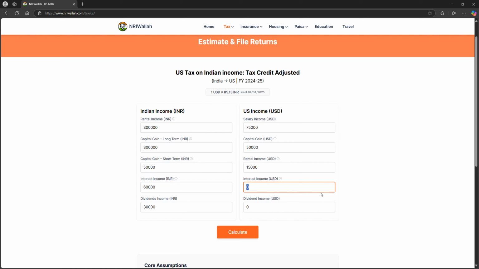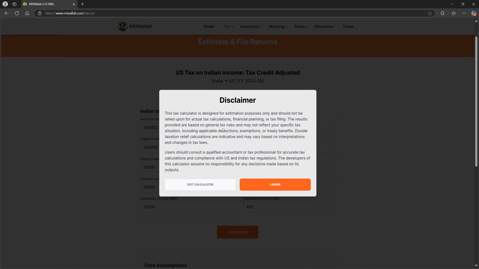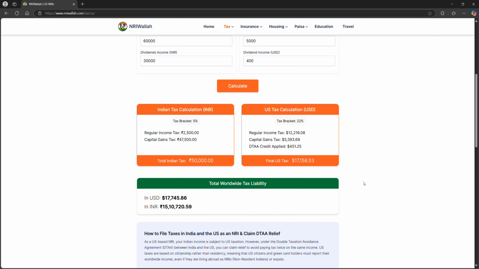Rental income, if you rented a property in the US, say around $15,000. Interest income, which is not municipal or savings bonds, I heard those are tax free, so let's say around $5,000. And dividend income from shares, let's say around $400. These are all in dollars, and the others are in INR. Let's see how it works out. Again, the disclaimer: this is just an experimental estimator, to understand how it works.